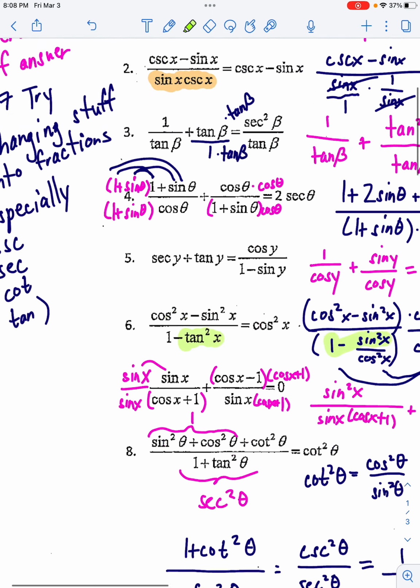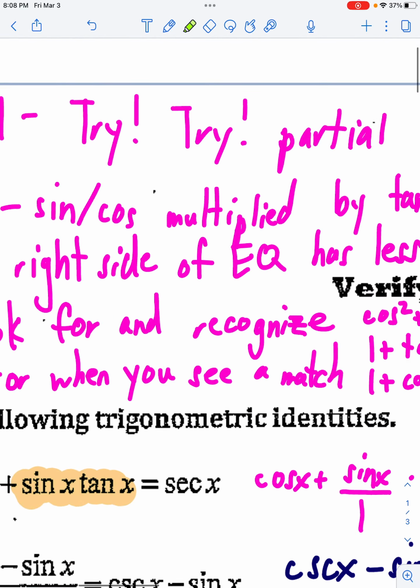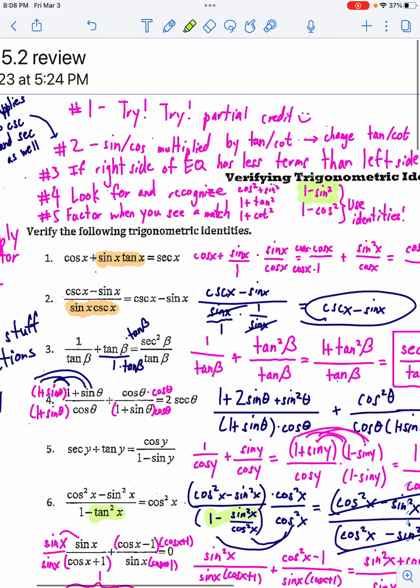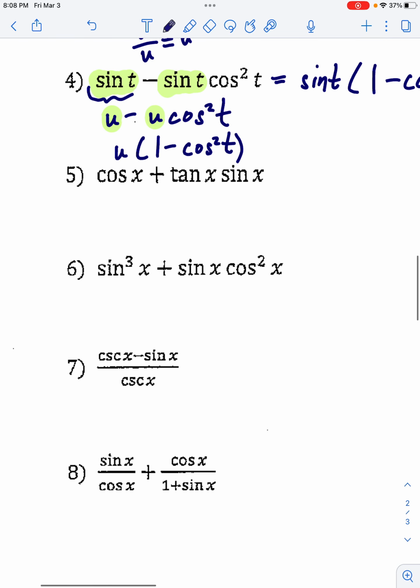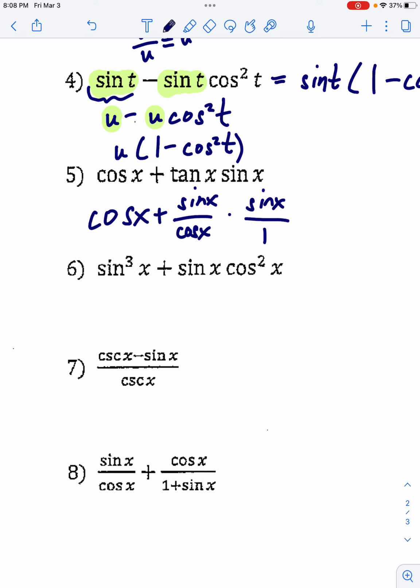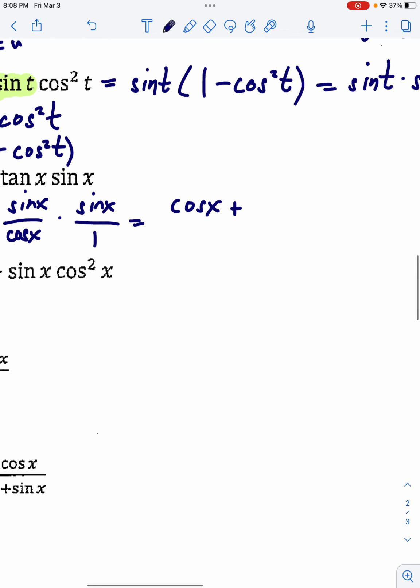Number 5, I'm going to use trick number 2. It's really only 6 tricks, honestly. Number 1's not really a trick. It's just a very good piece of advice. But number 2, right? I've got a sine multiplied by a tangent, okay? So change that tangent into a fraction. Right, and that sine x is the same as sine x over 1. So you get cosine x plus sine squared of x over cosine x, okay?